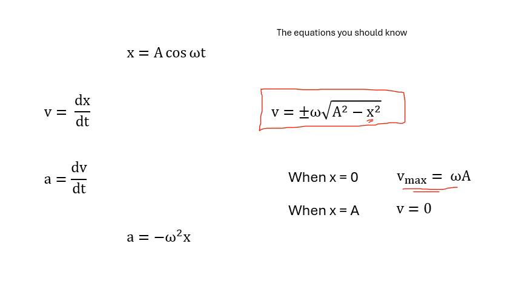Another equation it mentions on your specification is a max, and a max will just be when x is a maximum. So when x is equal to the amplitude, the maximum acceleration is minus omega squared times the amplitude. Very mathematical, I know, but there you go. When you do physics at higher and higher levels, the difference between physics and mathematics tends to fade away.